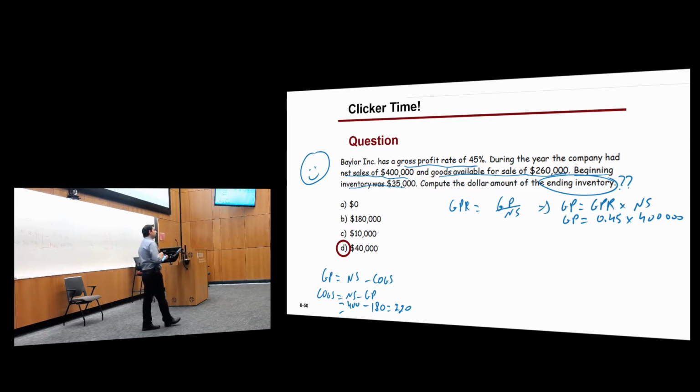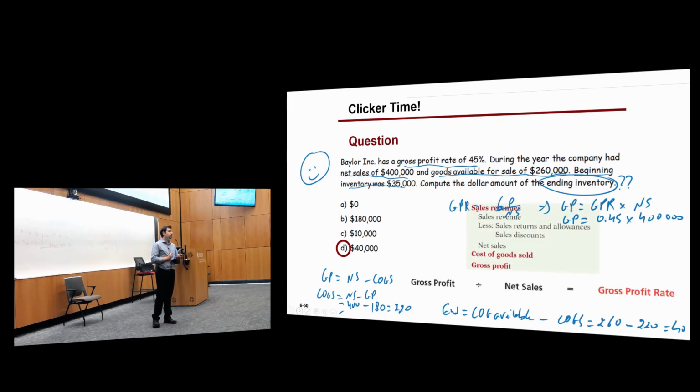Now, we know that ending inventory is equal to cost of goods available minus cost of goods sold, which means it's 260 minus 220. Did we use the beginning inventory? We did not need to use it. So be careful about the information that is given to you. This is based on this table here. Any questions?